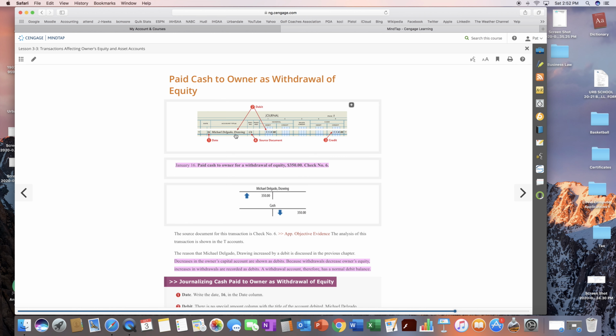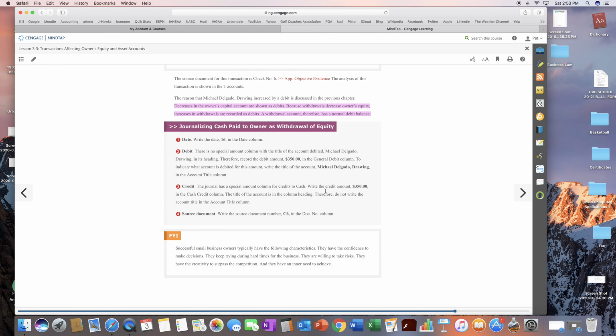Drawing is like expenses. It's an owner's equity account. And how do you lower owner's equity? You must debit it. So drawing has a normal balance of a debit. So you put the date, the 16th. Michael Delgado Drawing is the company. In your chart of accounts, it'll say whatever the person's name is that the business is. Debit the drawing account, credit the cash. We wrote a check, paid cash to the owner, and then we use the source document, check number 6. This explains it further.